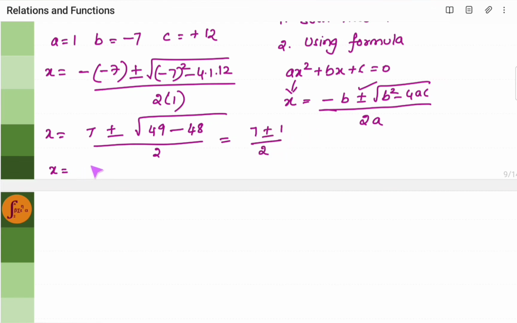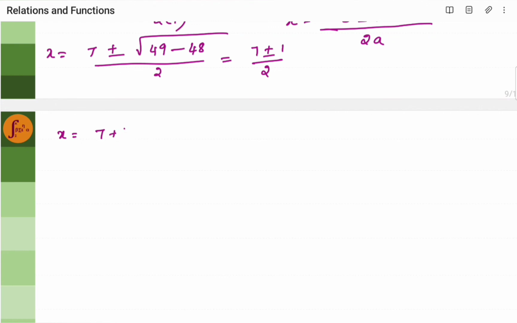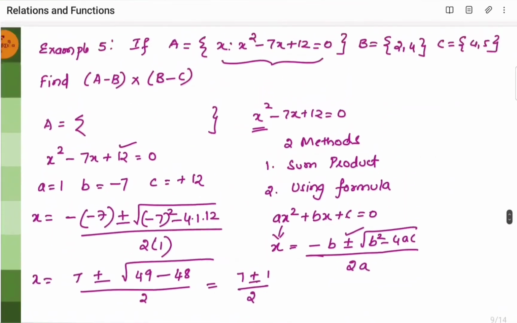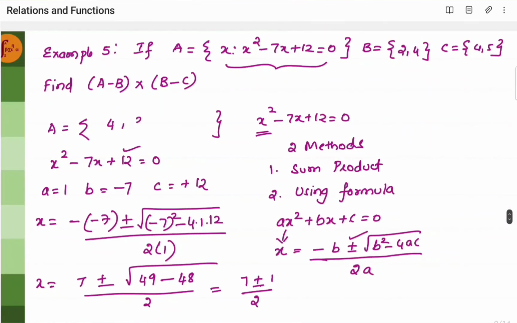This is nothing but x is equal to 7 plus 1 by 2, and x is equal to 7 minus 1 by 2. So we'll have to take one expression with plus and the second expression with minus. 7 plus 1 by 2, 7 minus 1 by 2. So you'll get 8 by 2 and here you'll get 6 by 2. So this will get cancelled, you'll get 4, and this will get cancelled, you'll get 3. So you have two values of x. X is 4 and 3. So what is set A now? Set A is 4 and 3. Let's proceed with solving this.